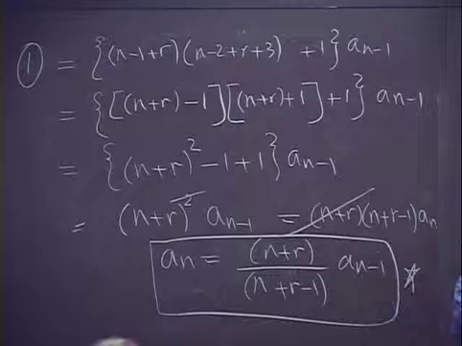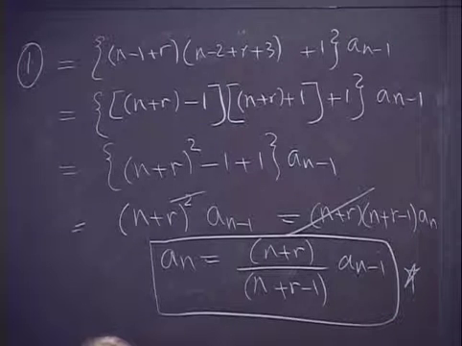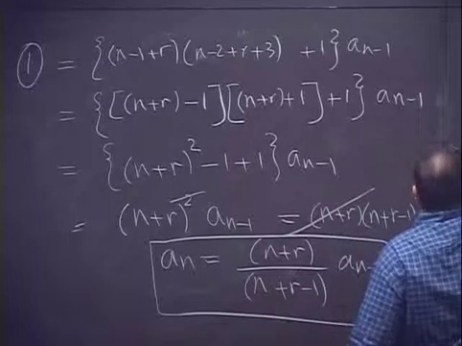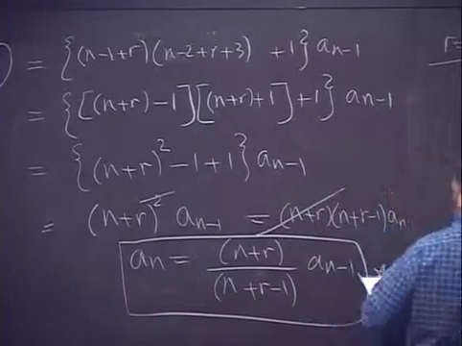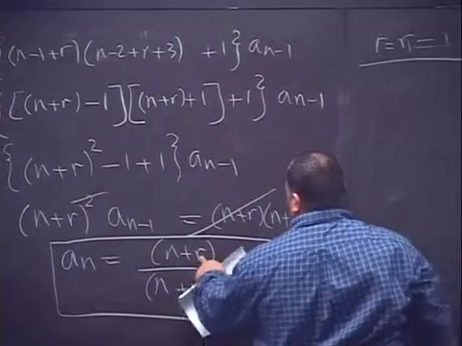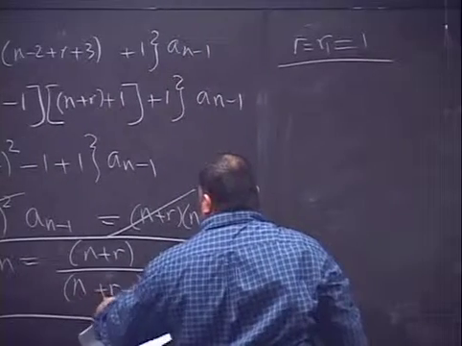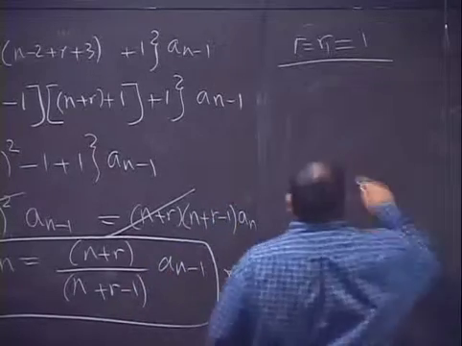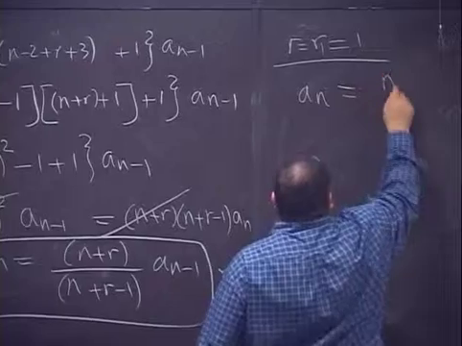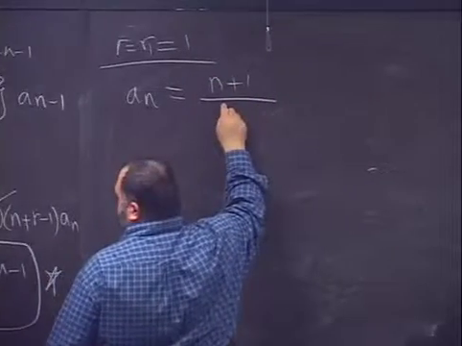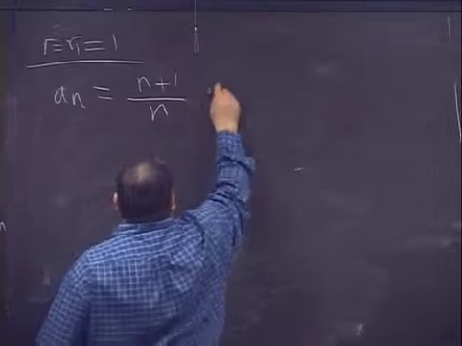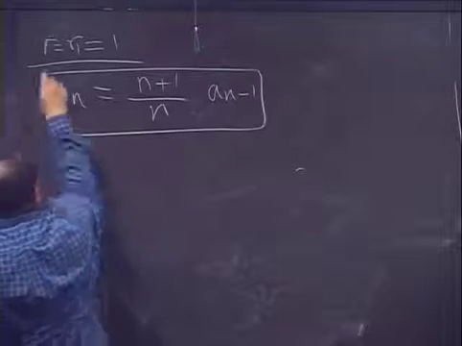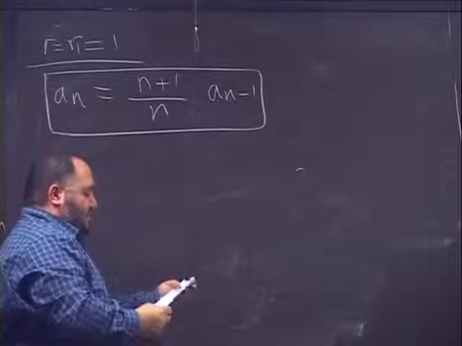Next step is to substitute the values for R1 and R2 and figure out the coefficients. So for R equal to R1 equal to 1, if you substitute, n plus r is n plus 1, and n plus r minus 1 is n plus 1 minus 1, which is n. So this will give you an equal to n plus 1 divided by n, multiplied by an minus 1. And this is the relation that we are looking for.